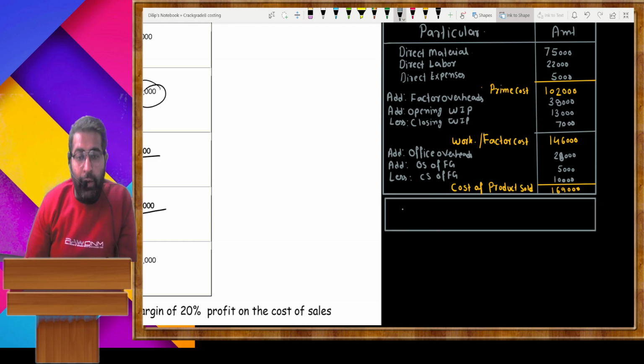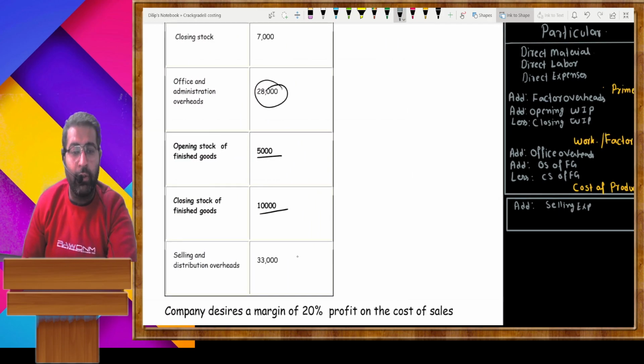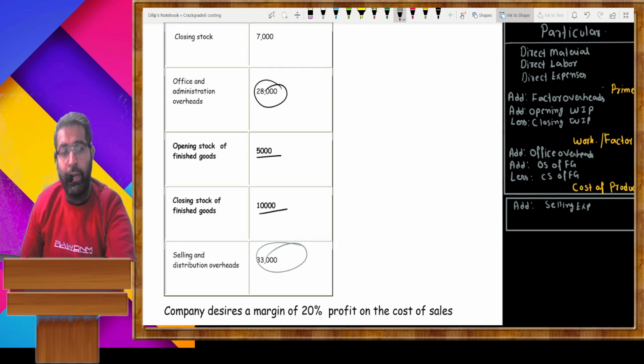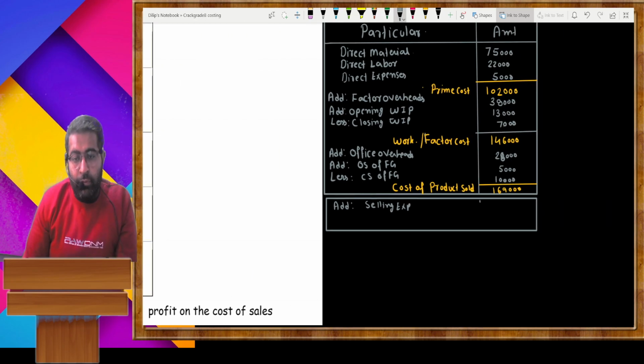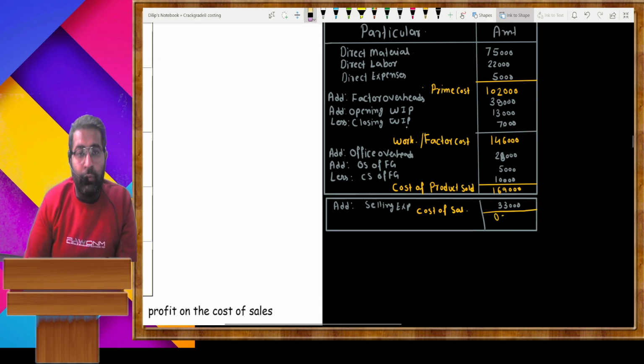In this, we have to add all the type of selling expenses. Now look, the selling expenses, where is it? These are 33,000. Add this. It is regarded as cost of sale. That is 1,92,000. Sorry, 2,02,000. That is 2,02,000.